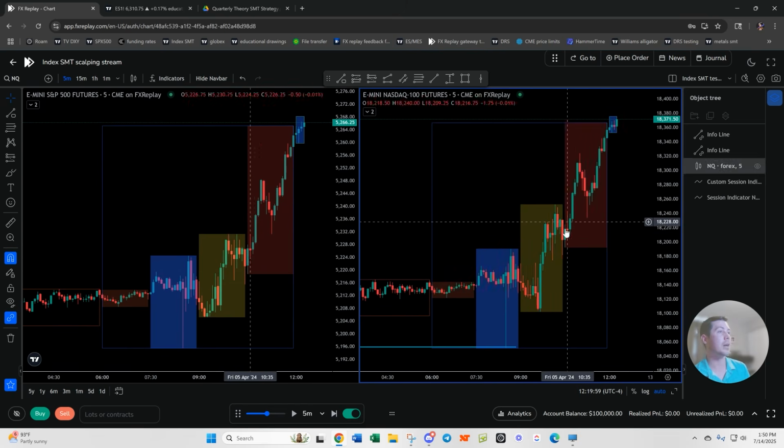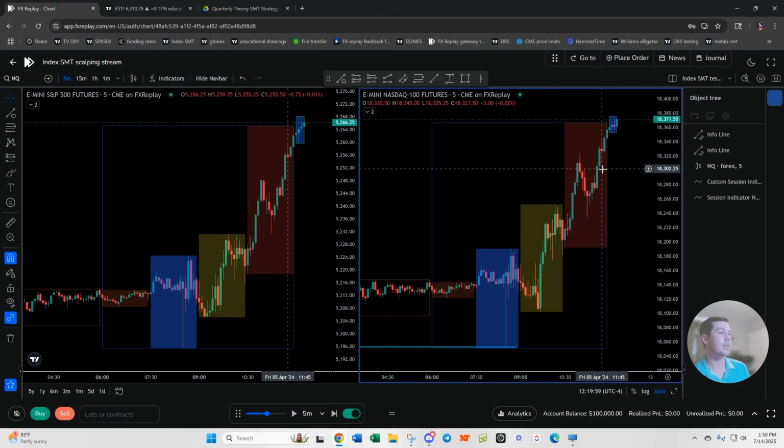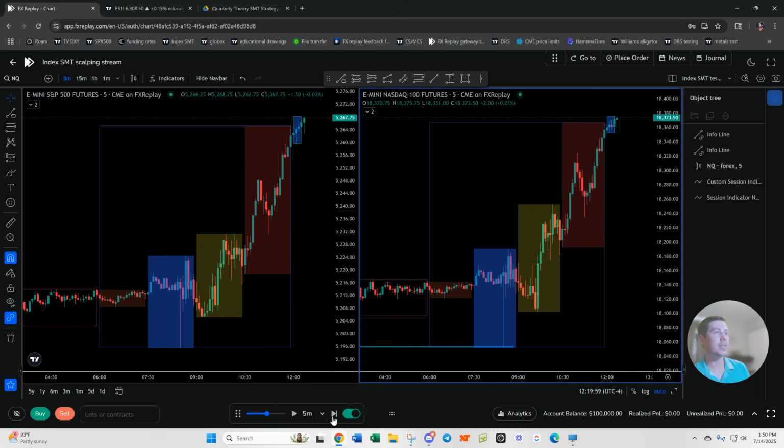Maybe you have continuation models as well, and this can give you a reason to continue to hold them until you see bearish SMT, at which point you might want to close the trade. So there's a lot of different reasons you can use this to help you hold the trades longer, help you identify your directional bias, whether you use these specific entry models or not.